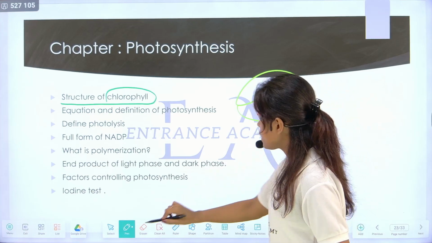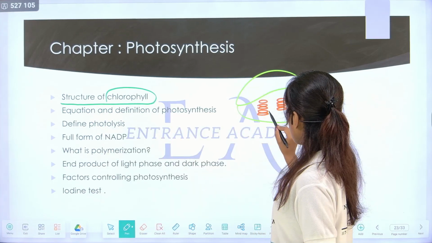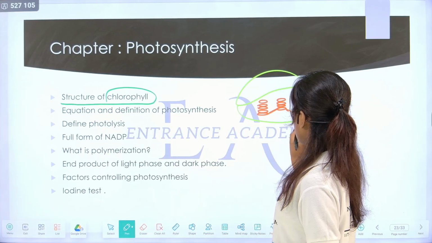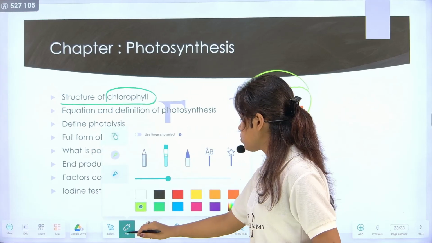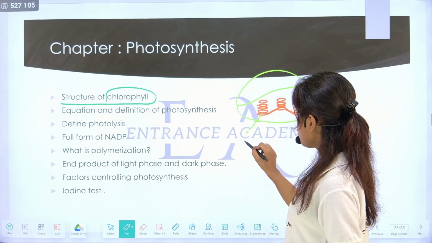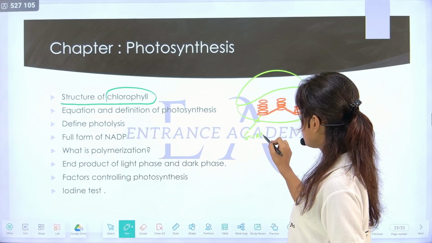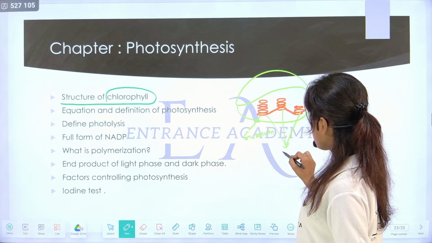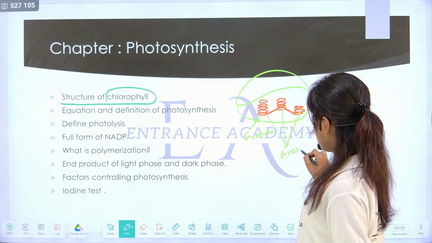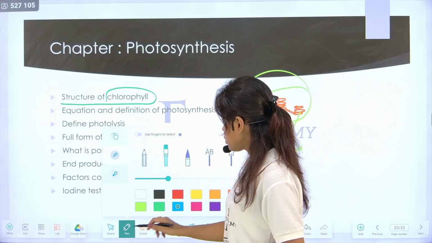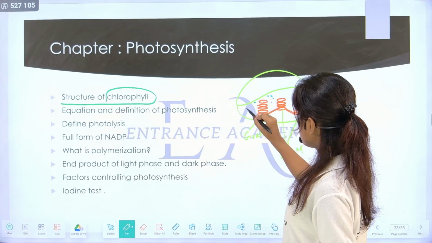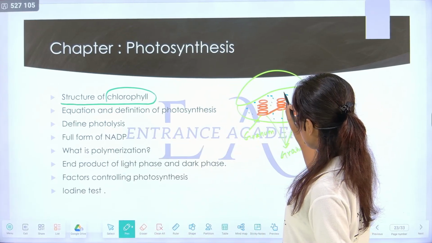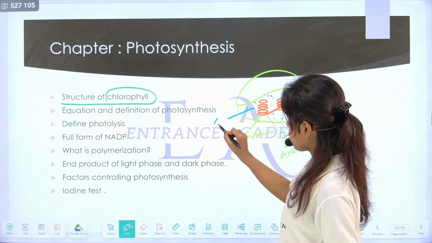And these are also interconnected. The stack of coins is known as grana. In singular, it is known as granum, and in plural, all the grana together are known as grana. And the matrix on which the grana are present is known as stroma.